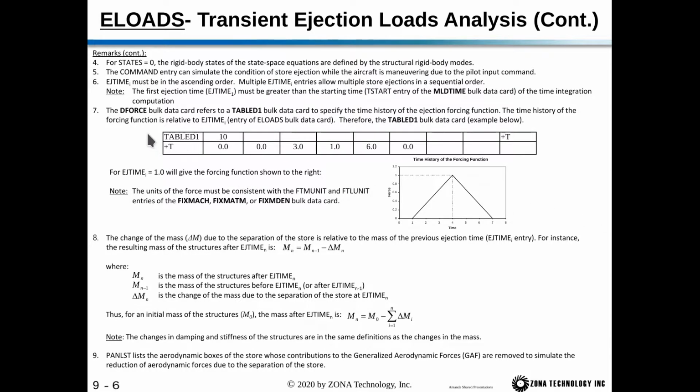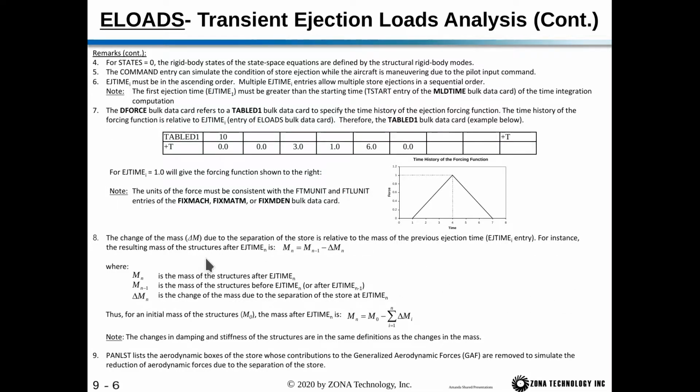The DFORCE card, which we'll talk about soon, specifies the forcing function. And the EJ time field in the ELOADS card is the relative starting time. So if the DFORCE card defines a forcing function that starts at 0 seconds, but the EJ time is 1 second, then of course in the final analysis the actual forcing function will start at 1 second.